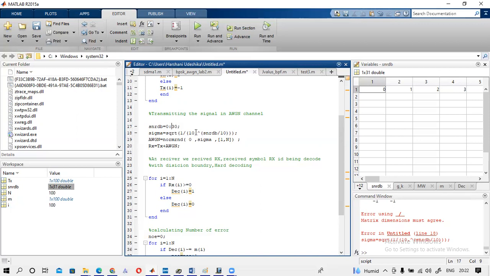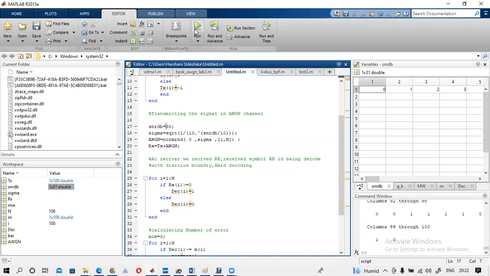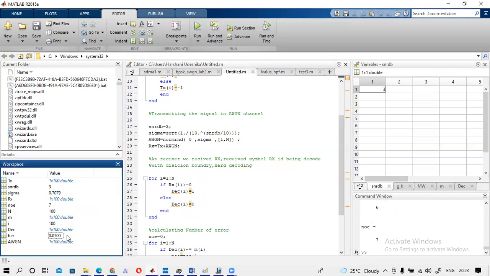We can verify it. If I put one value here, now it is okay, no? There is no error message. So here I put dot here. If I run this again, it will not have any problem. So we have some bit error. You can see that when SNRDB is very high, there is no error. If I put very low SNR, there can be some error. Now you can see there is a bit error.